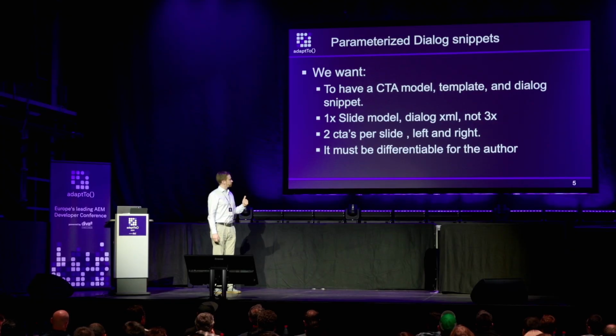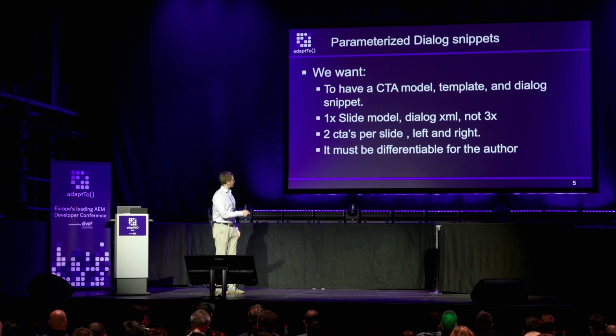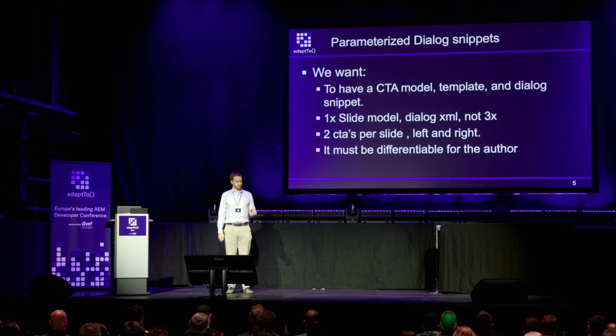Okay, so we want to have a CTA model, a Sling model, an HTL template, and we want to have a dialog snippet, 1 or 2, but not all this duplication. So we want to be as DRY as possible, so don't repeat yourself. I already mentioned the slide model. And also it must be differentiable for the author, which is where the parameter comes into play. I want to actually show different description text for the fields. So to meet these requirements, we can use my module here.